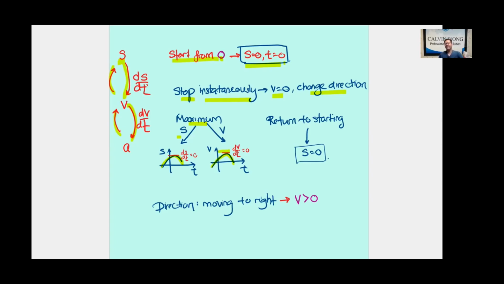And then another keyword, return to starting. That means, or when there are two objects, the two objects meet, s1 minus s2 equals 0. The distance equals 0. And the final one is direction. Find the time when the object is moving to the right. That means the velocity is positive. It is Form 4 Chapter 2, quadratic already. v more than 0.